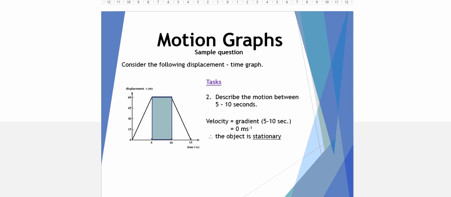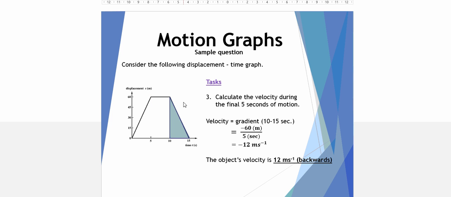Second task was describe the motion between 5 and 10 seconds. Well, analysing the gradient, we can see the velocity is 0. There is a gradient of 0. It's completely flat. Now, when an object has 0 velocity, we can say it is stationary. So, from 5 to 10, the object is sitting at a displacement of 60 meters from its starting point.